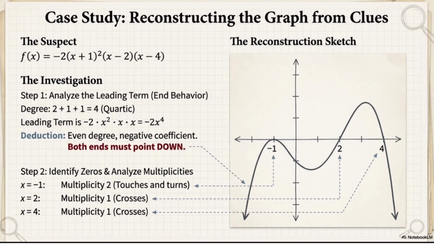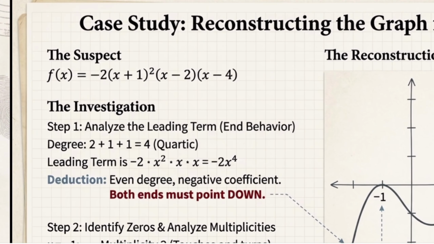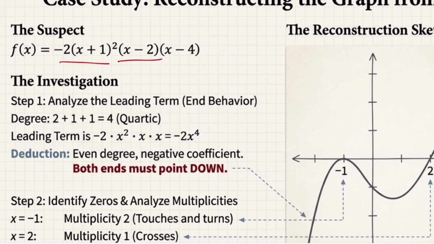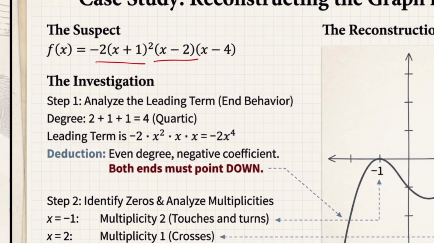So let's talk about an example. Imagine that I do have my f of x as something like this. I do have -2 times x plus 1 to the power 2, times x minus 2, and after that I do have x minus 4 itself. Let's see what would happen in this kind of question.